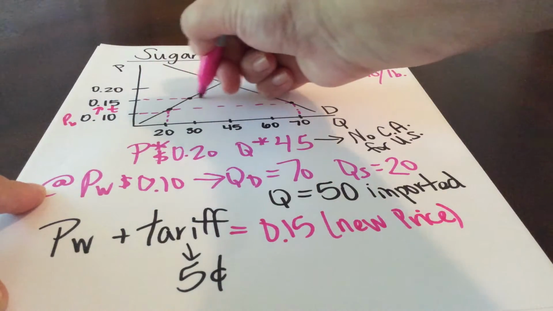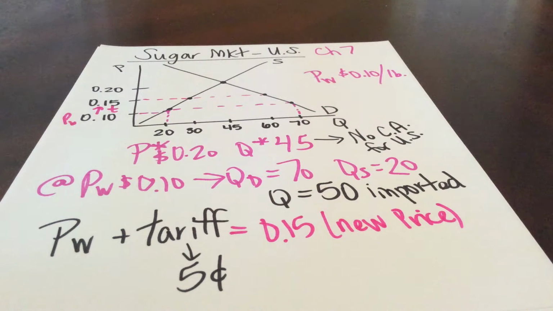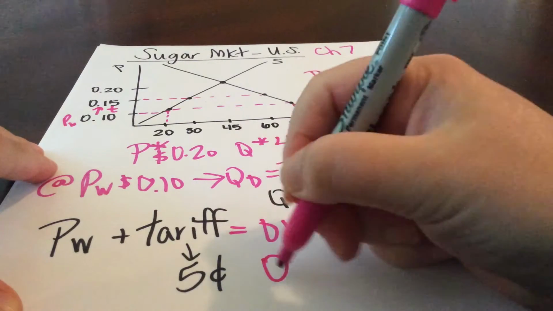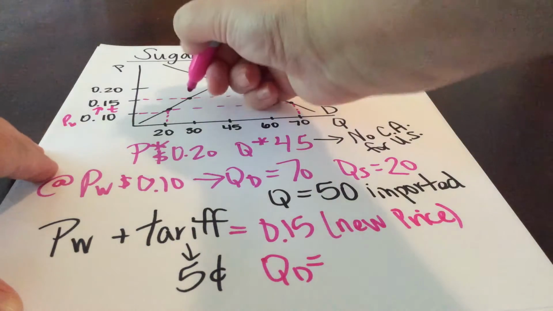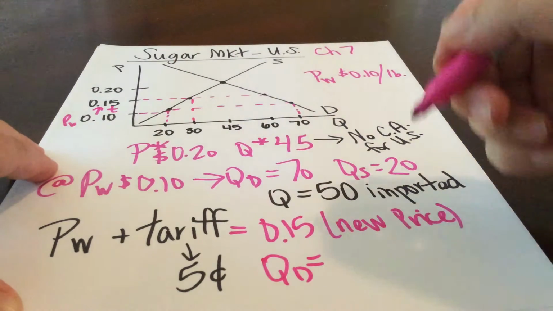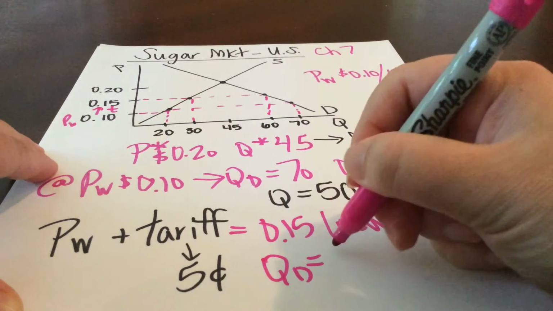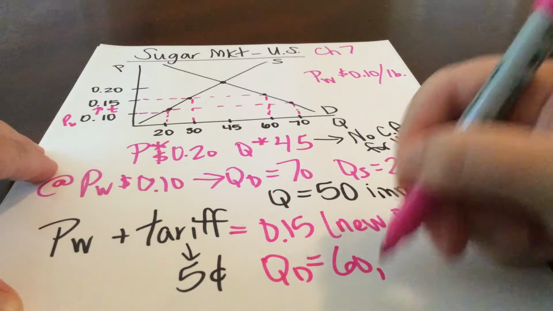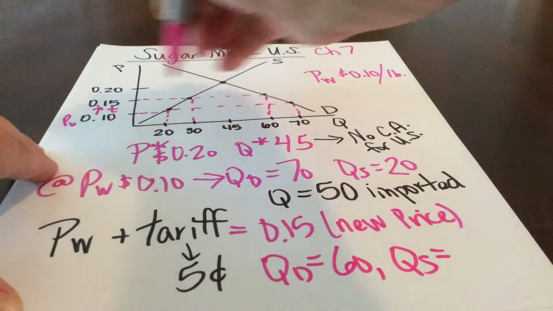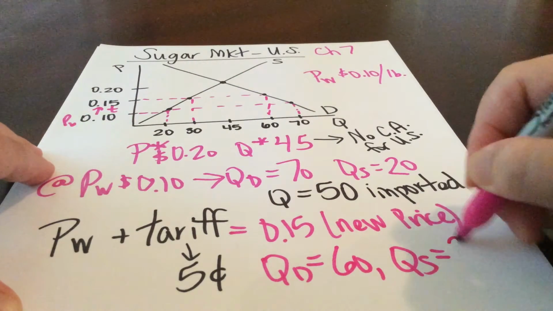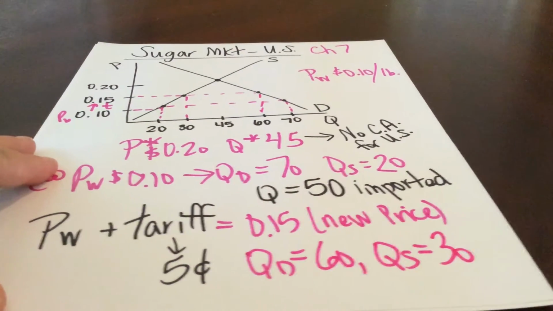All right, so let's just draw this in. Hopefully you can also see what this does to the quantity demanded and quantity supplied in our U.S. market. If price goes up, we should see quantity demanded decrease. Remember, it was 70 million pounds, but now it's going to go down to 60. And again, price has gone up in the domestic market, so we should see quantity supplied go up. And we do, it's increased from 20 million to 30 million.